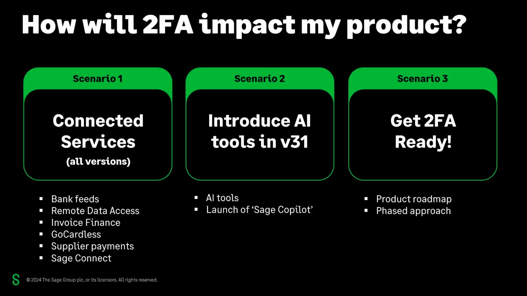And then you've got scenario 2. So scenario 2 is when we introduce version 31 in November. There will be a new AI tool called Sage Copilot, where you will be required to log in with your Sage account. Now, I'm not going to go into too much detail around this, but I have included some information at the end of the session that I will briefly go over if you or your client is choosing to adopt Copilot.